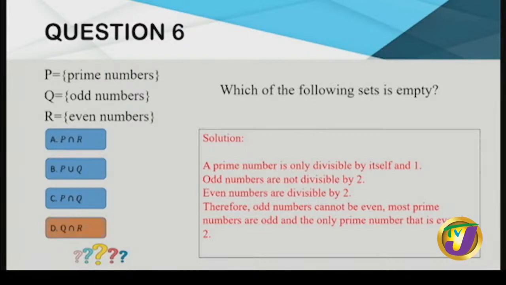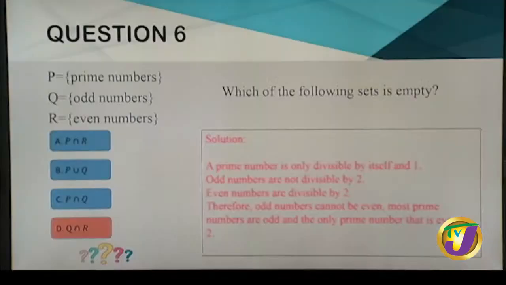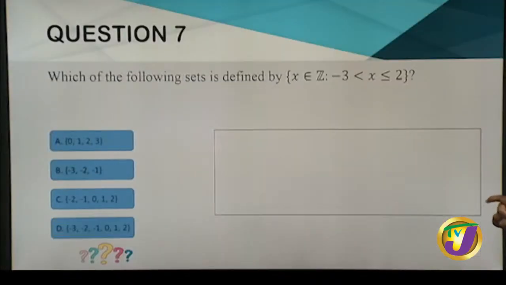D, which says Q intersect R. All right, we have to go a little faster. So that would be empty.